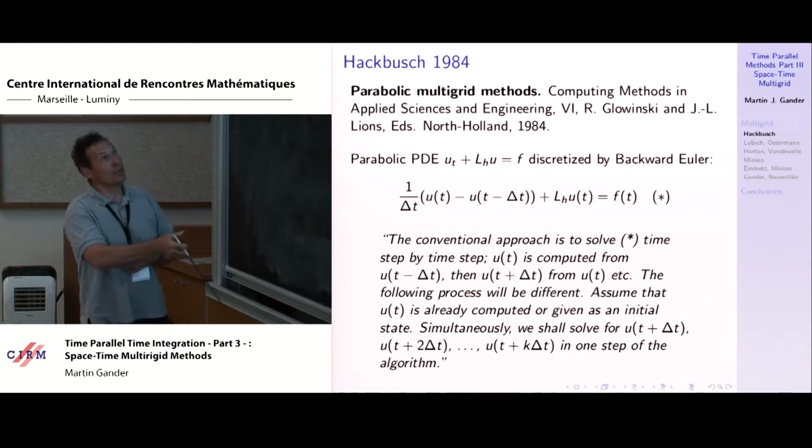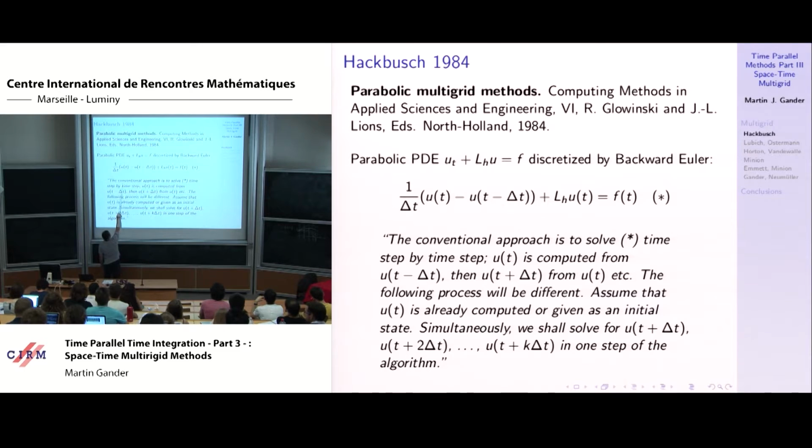So let's take the model problem that he used. It's a parabolic PDE, so we have u_t plus L_h u equals f. L_h is a discretized Laplacian. u_t is a time derivative. And he discretizes this problem with backward Euler in time. Now Hackbusch uses a bit strange notation. He uses continuous time variables here, but you can see what it means. This is really a backward Euler step: u at t minus u at t minus delta t, divided by delta t, plus the discretized Laplacian times u at t, so this is implicit, equals f.